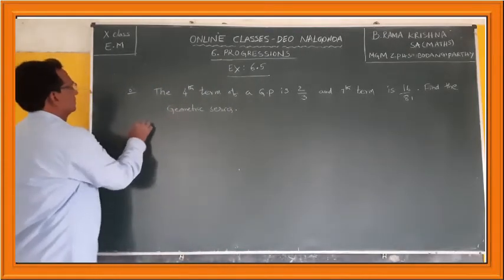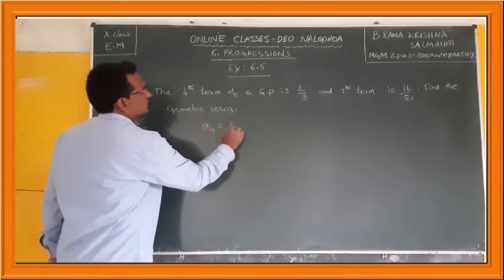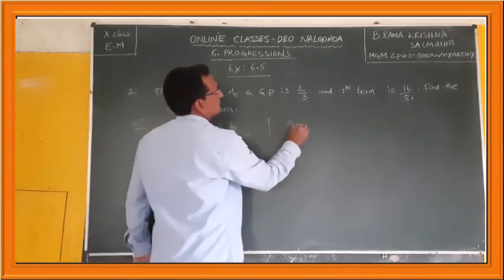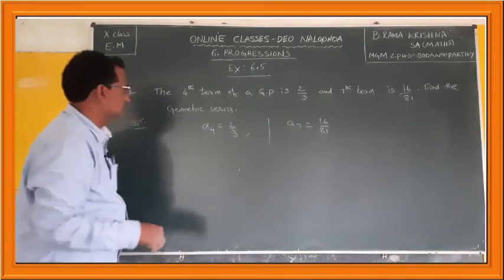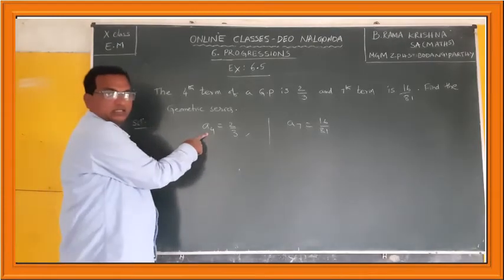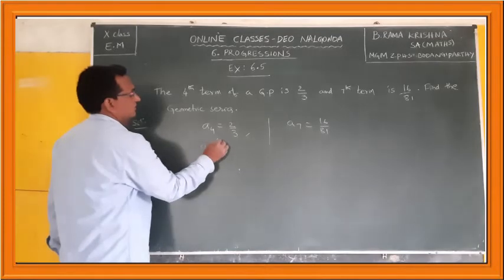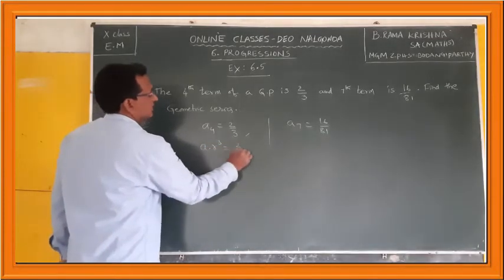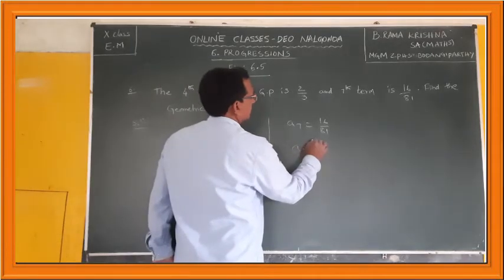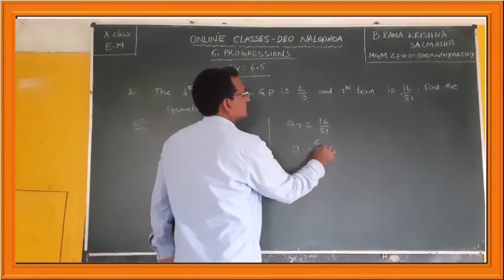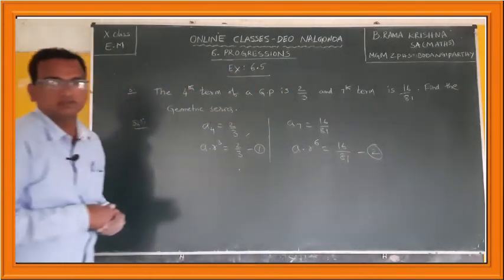Using the notation, you write down the given things. Fourth term means a4 is equal to 2 by 3, given, and a7 is equal to 16 by 81, given. Now, using the nth term formula, you can write: a into r to the power of 3 is equal to 2 by 3. Let this be the first equation, and a into r to the power of 7 minus 1, that is 6, is equal to 16 by 81. Let this be the second equation.